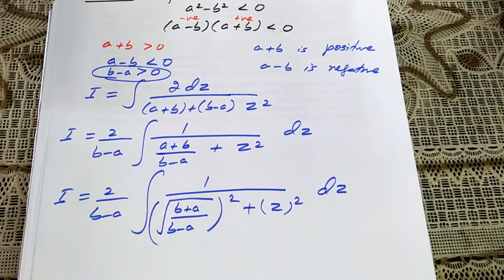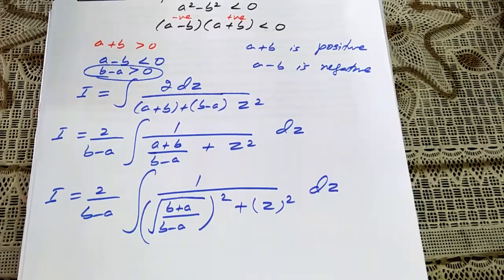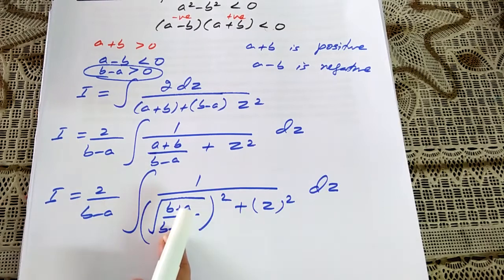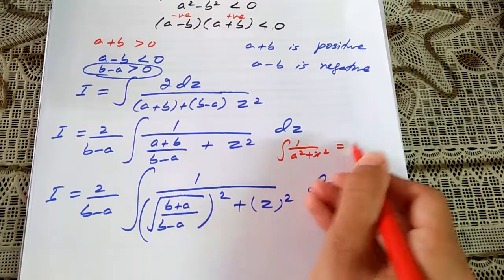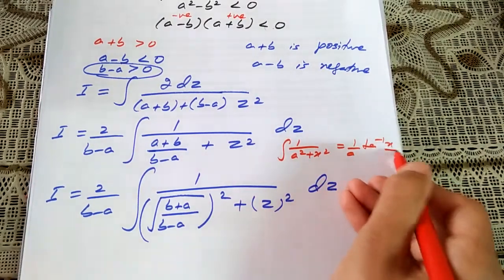Now we know that we can just integrate it. How we can integrate it? We know its formula, that is 1 over a tangent inverse x over a. You know the formula for that integral: integration 1 over a square plus x square, that is 1 over a tangent inverse x over a.